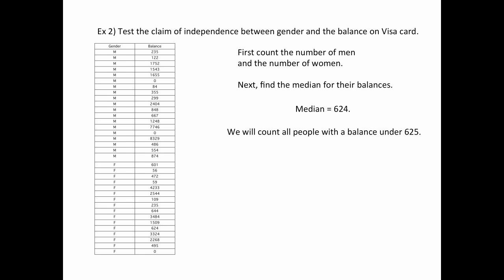Then you need to divide this data sort of in the middle. So what I'm going to do is use the median. I typed all of these into a calculator and found the median. It was 624. You don't have to use exactly 624. I'm actually going to use 625. It's a little bit easier for me to remember, 625 for some reason. So for everybody with a balance under 625, I'll go through and put a little check mark by everybody that has under 625.